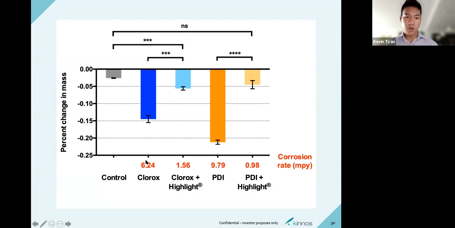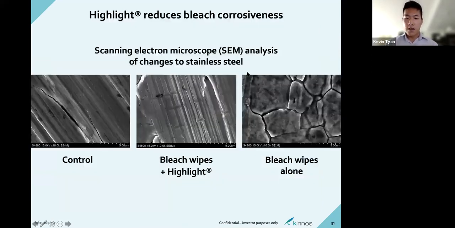And this is just the results showing the percent change in mass between Clorox with Highlight, PDI wipes, and PDI wipes with Highlight. And here are some scanning electron microscope images to show the differences in the corrosion and etching between the control with Highlight and with significant etching seen in the bleach wipes by themselves.